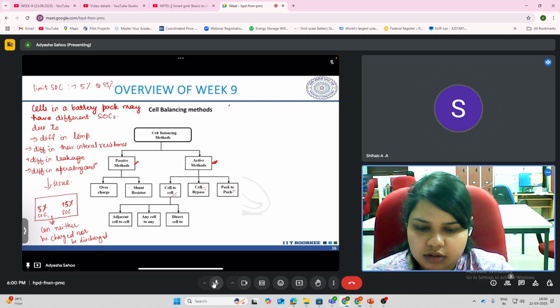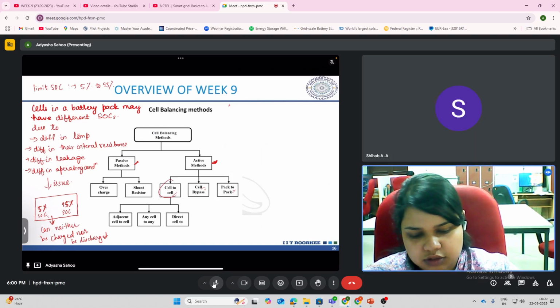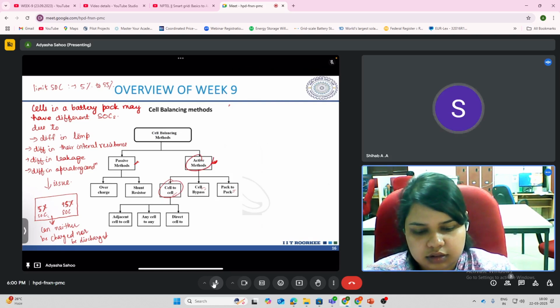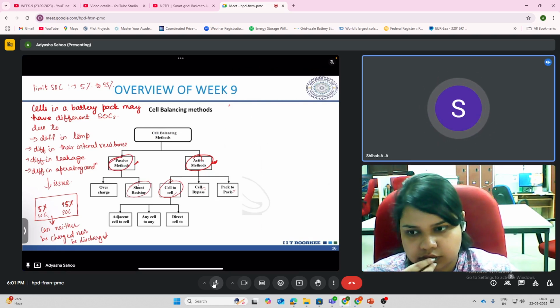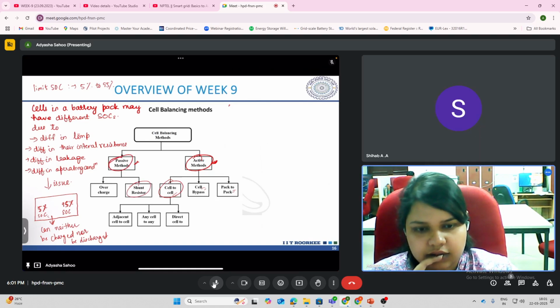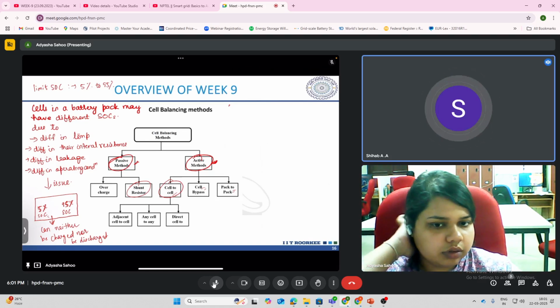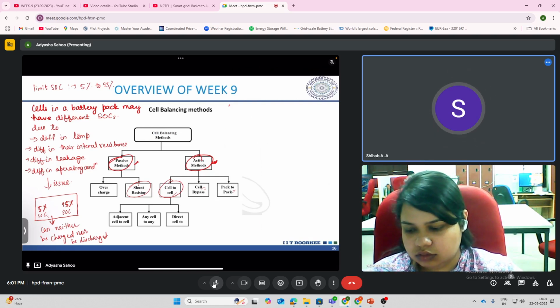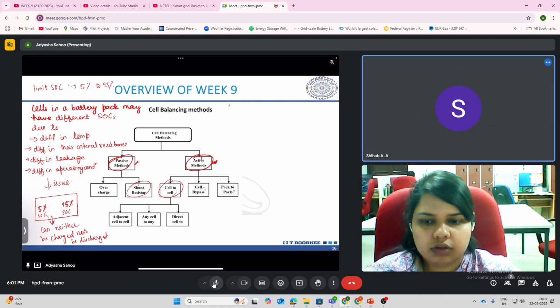Next, no, here only cell to cell is active balancing. No, shunt is passive. So all are incorrect, I think.